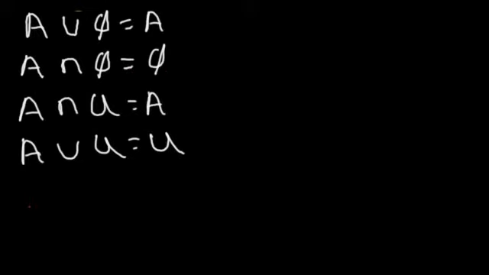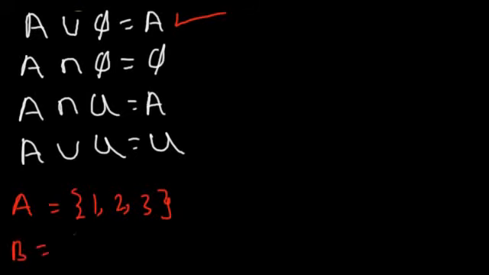Let's say A is a set. Let me try to show it out. If A is a set, it includes elements 1, 2, 3, and we have an empty set. Let's say B is an empty set. So what will be A intersection B? A intersection B will be equal to empty set.